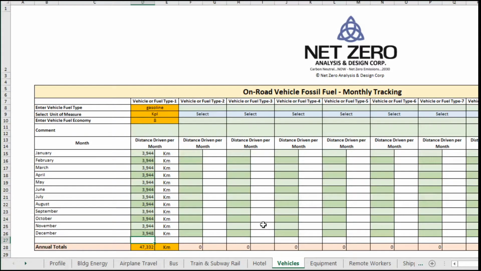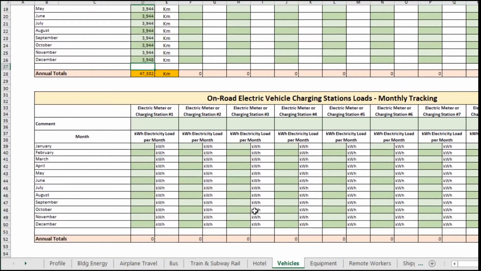For vehicles, we had 1 gasoline-powered vehicle that was recorded. The unit of measure was kilometers per liter, and our fuel economy was 8 kilometers per liter. It traveled a total distance of 47,332 kilometers. And if we had any on-road electric vehicles that were charged at separately metered charging stations, the kilowatt hour load would be recorded in this area.